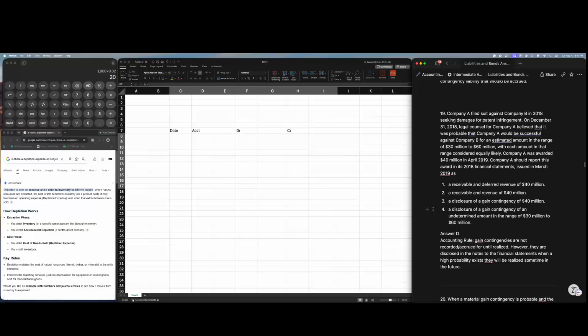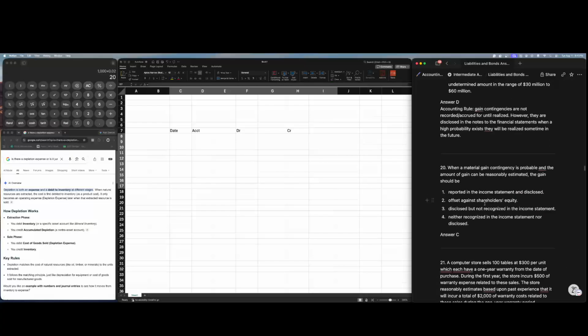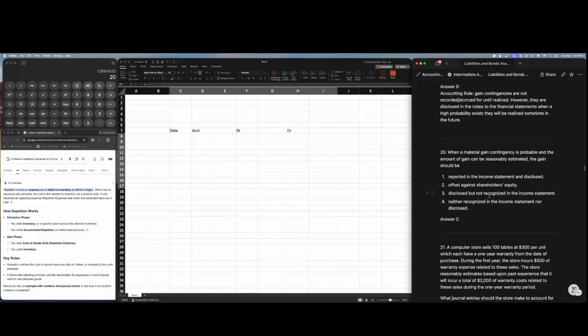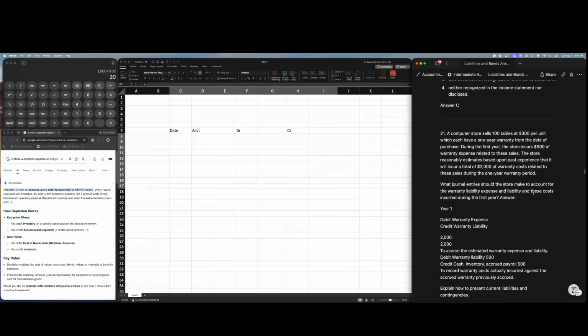Although for this gain contingency, they would not record it until it's realized, but they would disclose it with regard to likelihood as well as the undetermined amount in the range of the award. So when a material gain contingency is probable and the amount of gain is reasonably estimatable, the gain should be disclosed but not recognized.